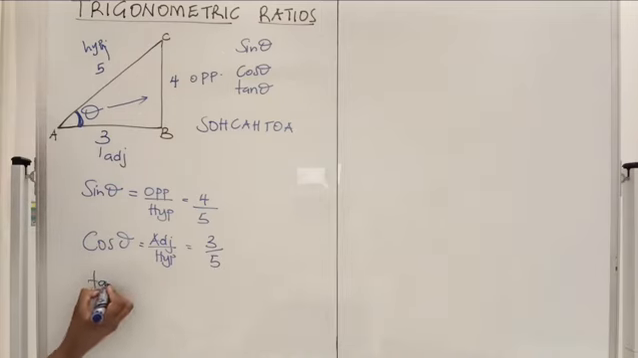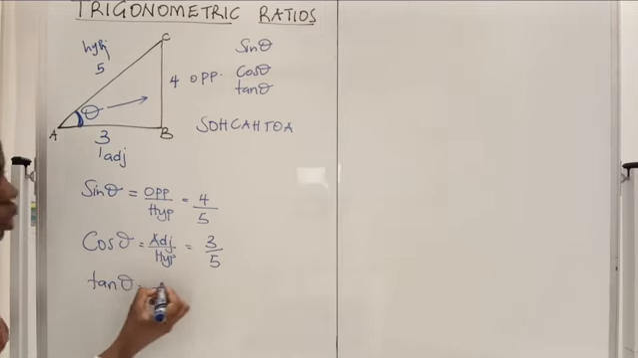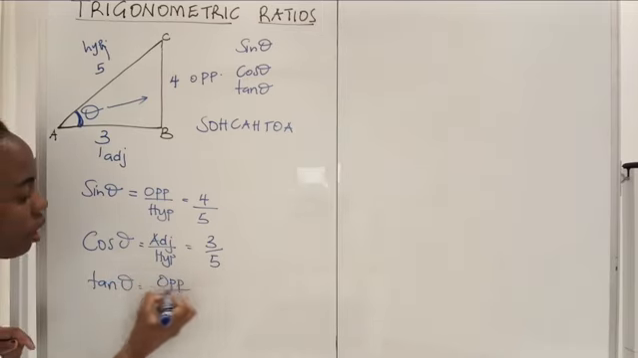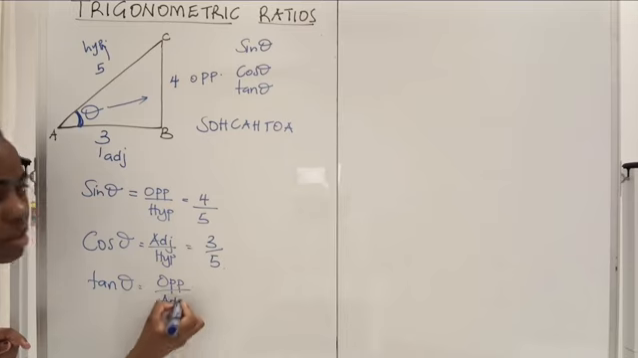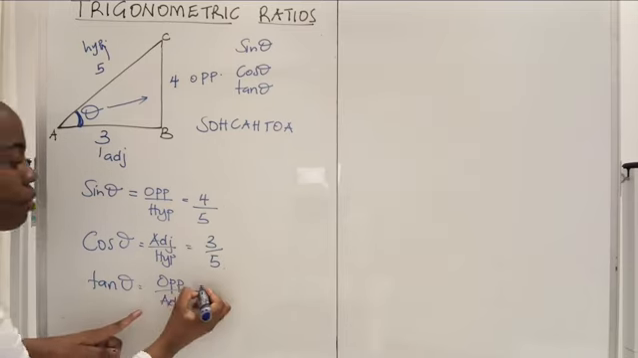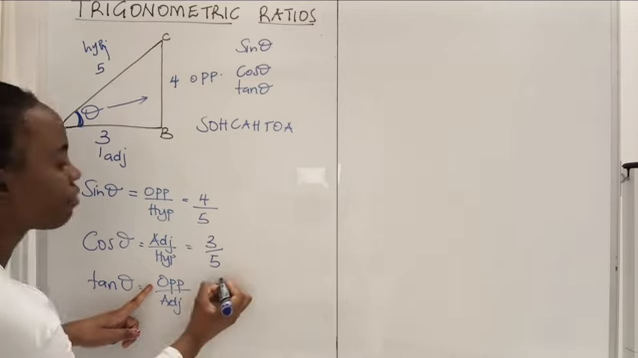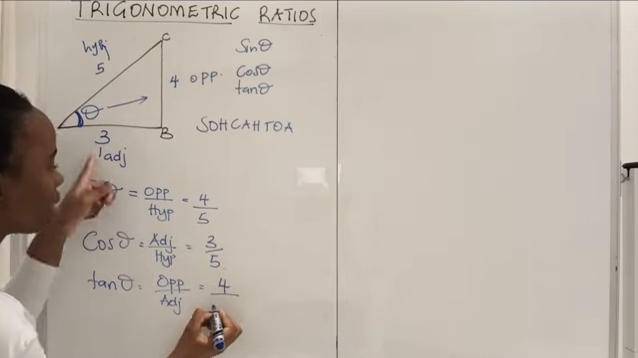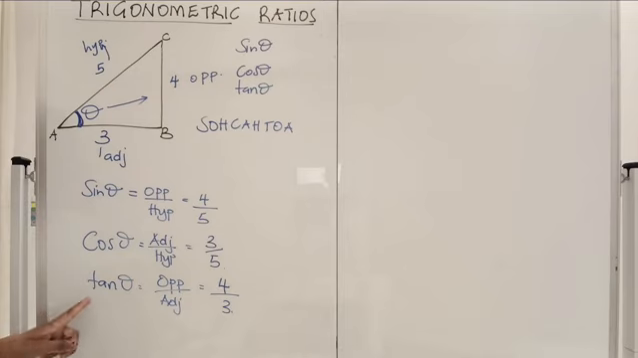Then what about tan theta? Tan theta is equal to opposite out of adjacent. Our opposite is 4 and our adjacent is 3. So tan theta is equal to 4 out of 3.